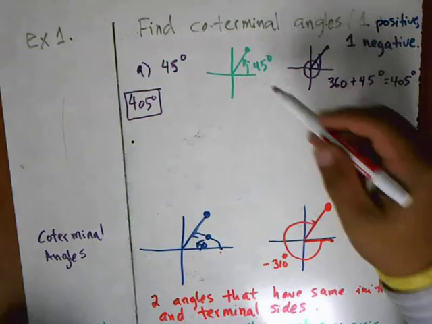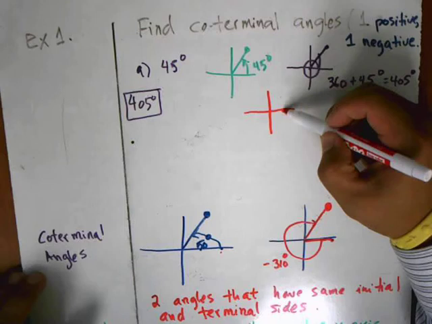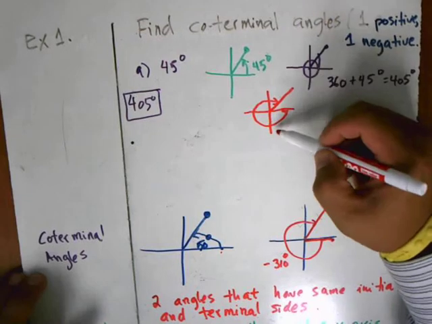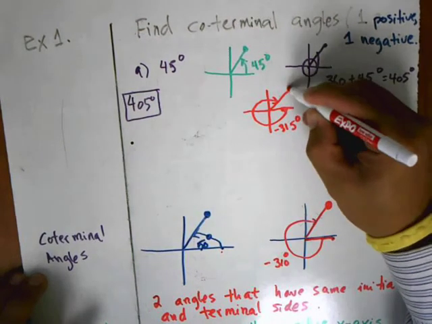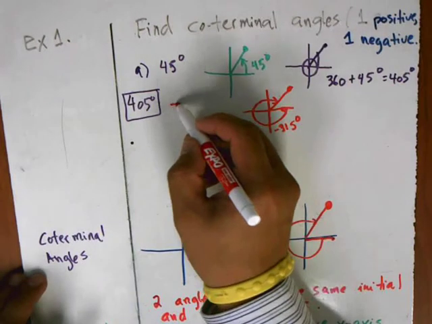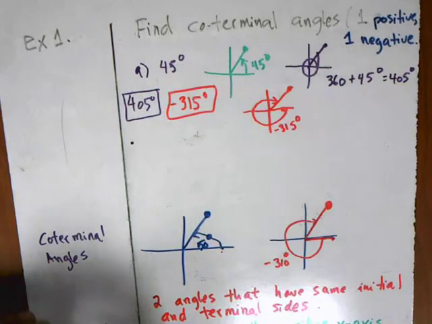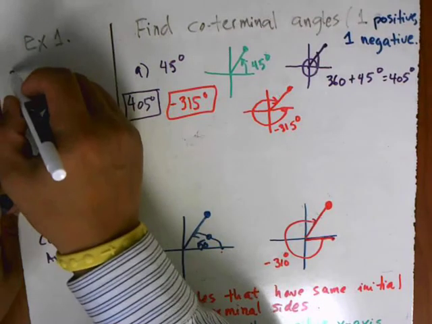And I need to look for another angle that, again, ends up here but is rotated in the negative direction. So one thing that I could do is take the initial side and go around this way. If I go around negative 315 degrees, that'll also give me a coterminal angle, so negative 315 degrees. And a good way to look at this is, if you want a positive coterminal angle, you just keep on adding 360 degrees.